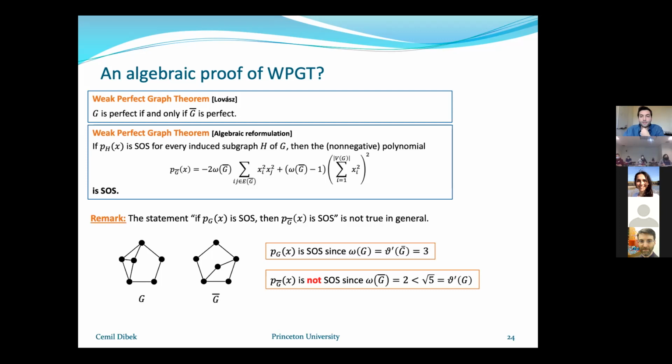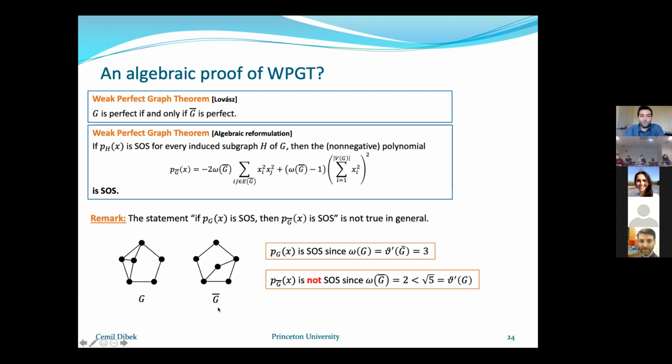It's tempting to think that maybe this statement is the same as saying that if PG(X) is SOS, then PG complement is SOS. Well, that's not true in general. First of all, here is an example. Here's a graph G. If you write the polynomial, you will see that it is SOS because there is no gap between the clique number and the Schrijver number.